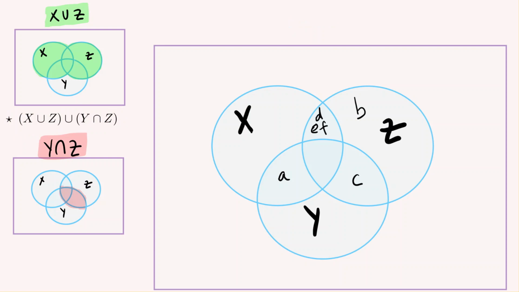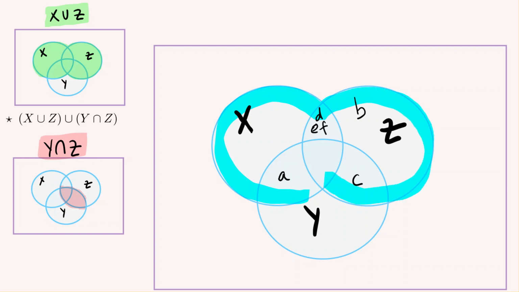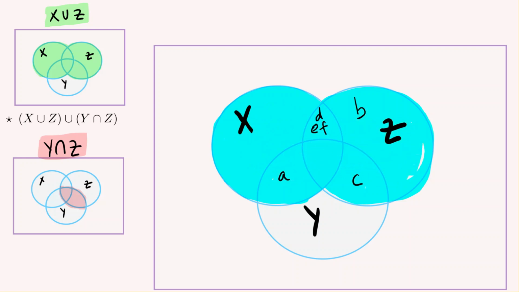So we know the way union works is it's everything in the first plus everything in the second. So I'm going to shade everything from the first. And then I'll shade everything from the second. But as I was shading the first, I actually happened to already shade everything from the second. It was just included. So this is x union z, union y intersect z. And that's our overall Venn diagram.